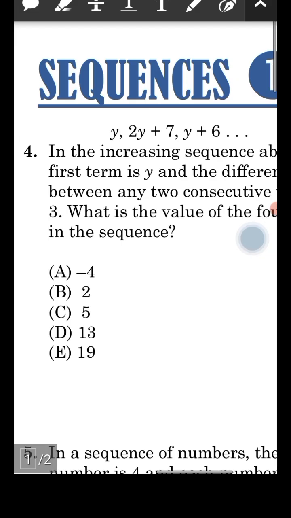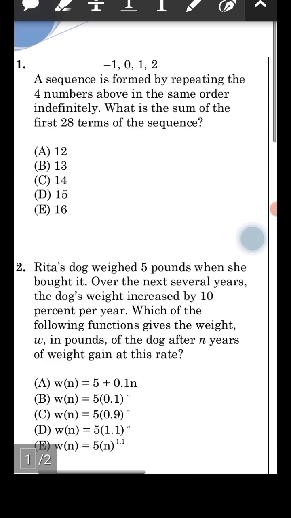So we're going to be looking at questions under this SAT maths topic. A sequence is formed by repeating the four numbers above in the same order indefinitely. What is the sum of the first 28 terms of the sequence?